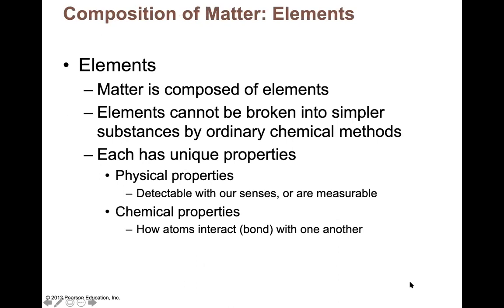The elements. Matter is going to be composed of elements. They cannot be broken down into simpler substances by ordinary chemical methods, and each has unique properties. You have physical properties, which are detectable with our senses or are measurable. And then you have chemical properties. This is how atoms will interact or bond with one another.